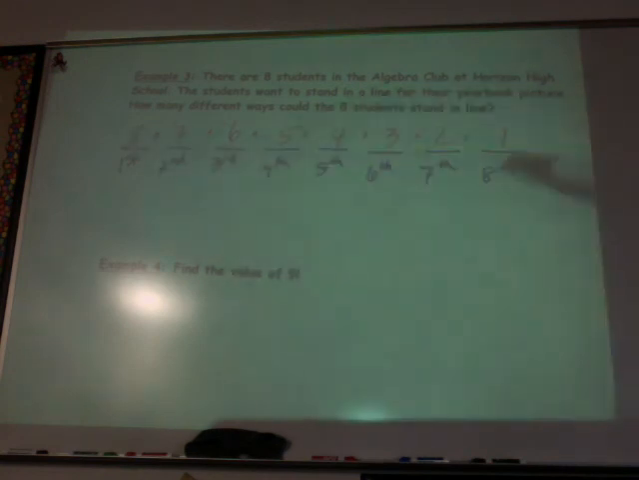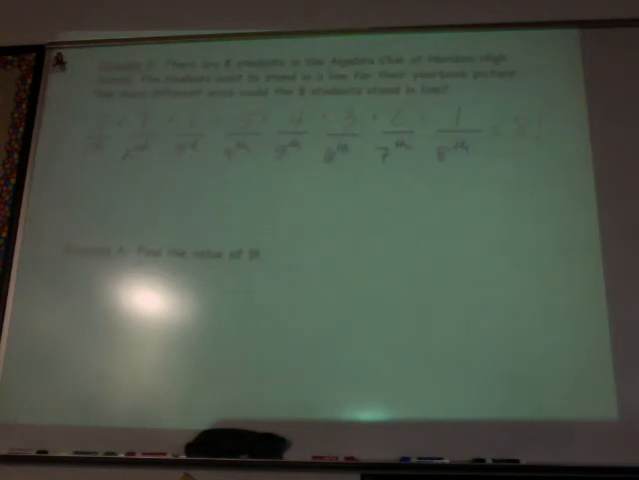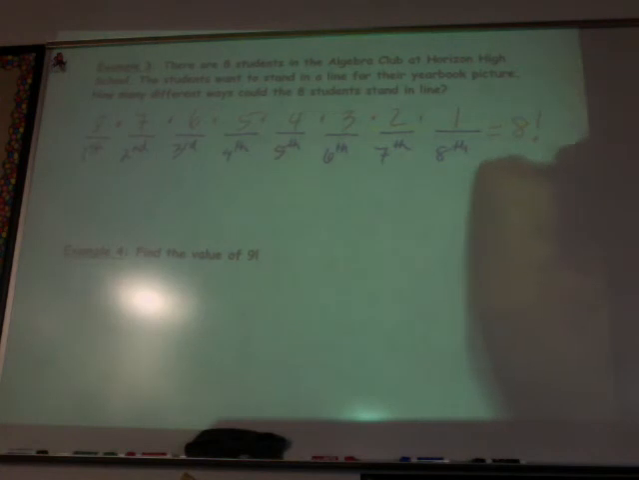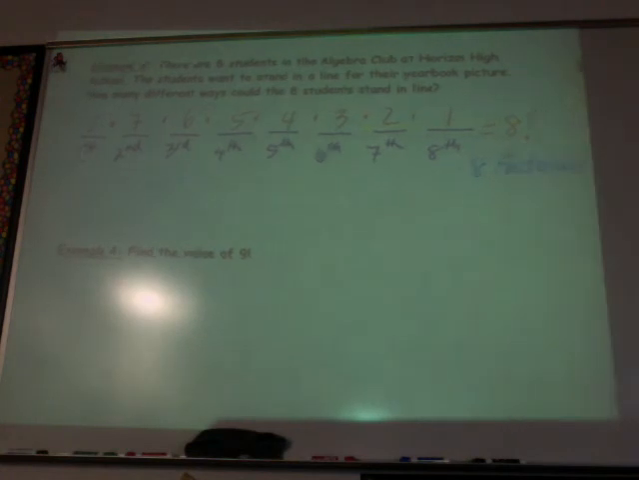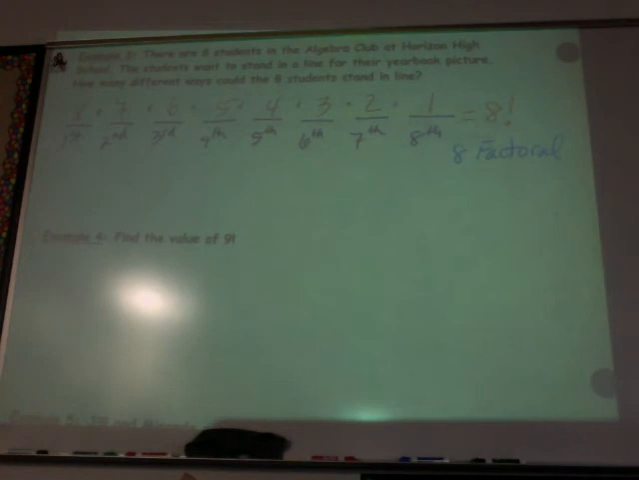Well, this thing is called a factorial. It's actually equal to 8 exclamation point, and that's called 8 factorial. And notice that for 8 factorial, what do we start with? 8. And we multiplied by 1 less every time until we got to 1.